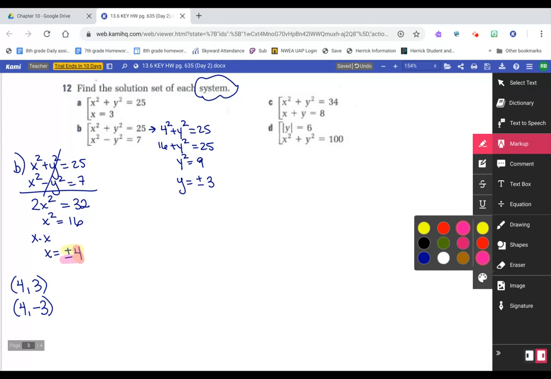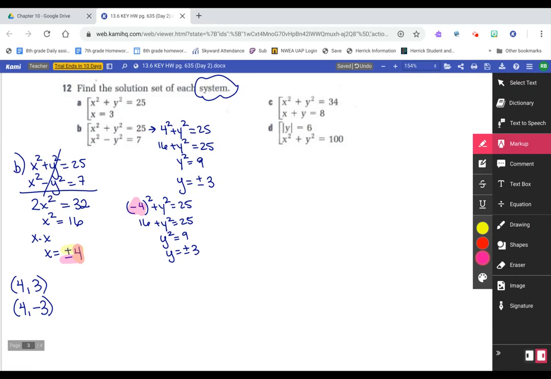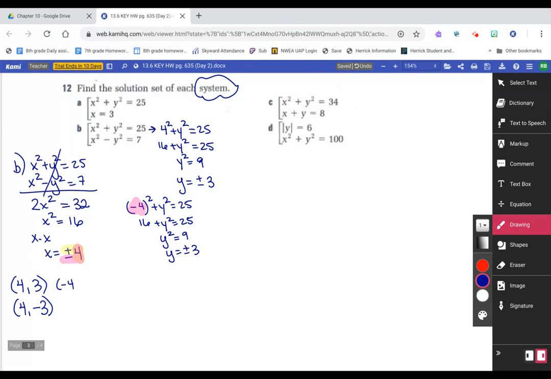So -4. All right, so we have -4, and when we square that, plus y squared is equal to 25. We get 16 plus y squared is equal to 25, and some of you are like, it's just going to be the same thing. Y squared is 9, so y is equal to plus or minus 3. That means since we started with -4, when x is -4, y could be positive 3 or y could be -3. So you happen to have 4 solutions for this one.